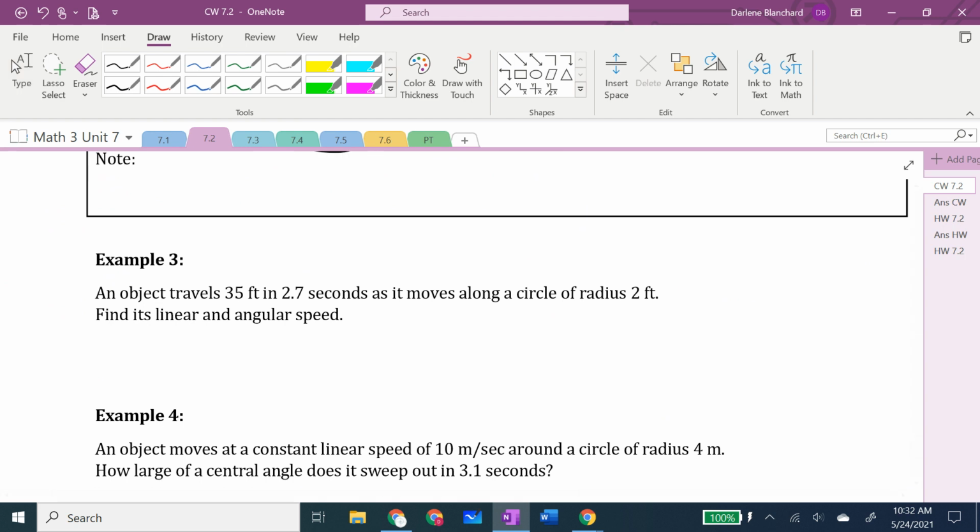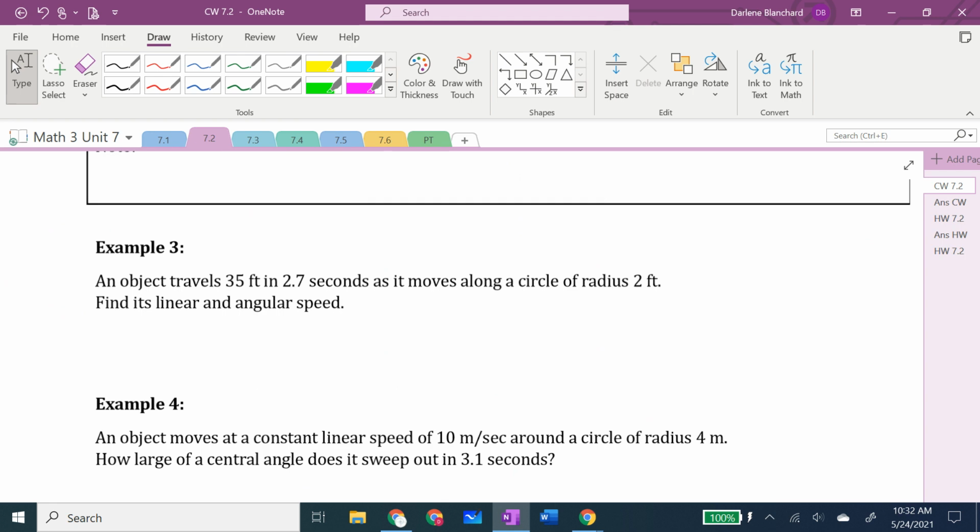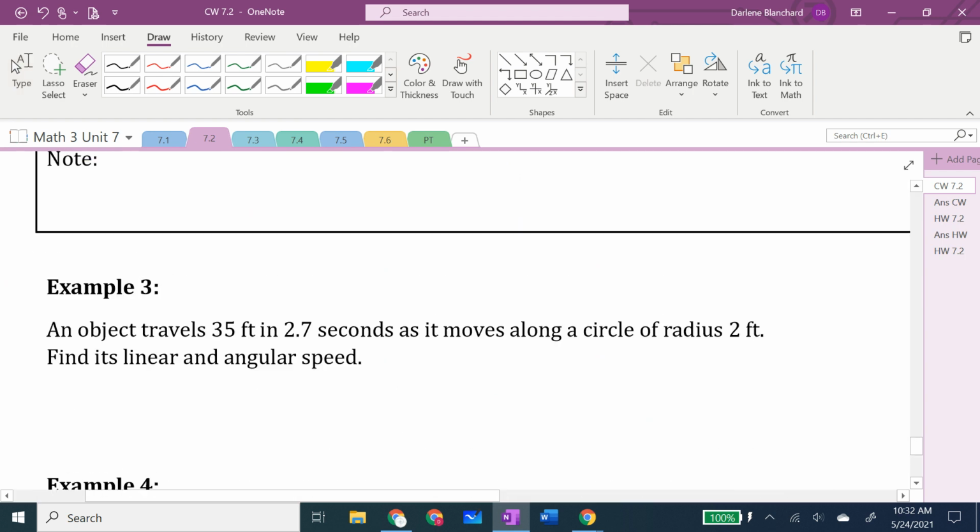And now, example 3. How many examples did I have planned? Okay. So example 3, here we go.